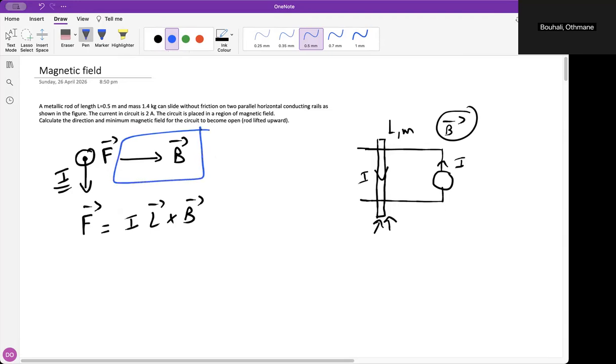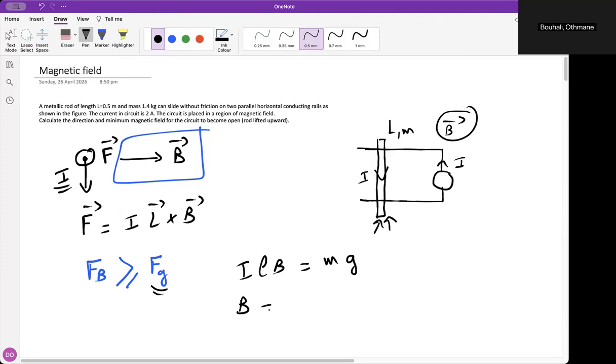Now, what is the minimum magnetic field? The minimum magnetic field is to provide enough force to beat the gravitational force. So the magnetic force must be at least equal to or bigger than the gravitational force. We know that the magnetic force is equal to ILB, because L and B have a 90 degree angle, so sine 90 degrees is equal to 1, and the gravitational force is equal to the mass of the rod times g.